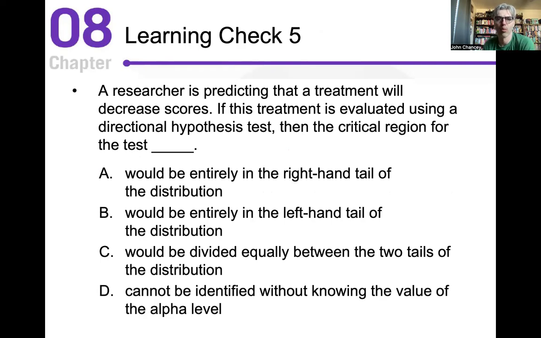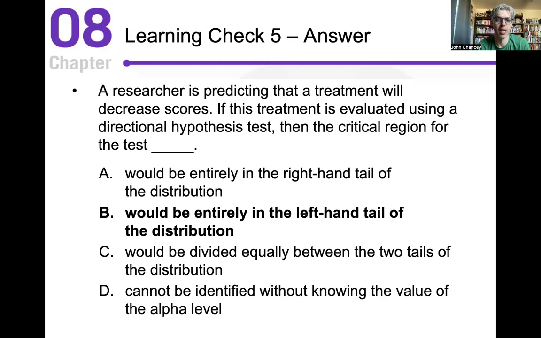Okay, learning check. A researcher is predicting that a treatment will decrease scores. If the treatment is evaluated using a directional hypothesis test, the critical region for the test: A, would be entirely in the right-hand tail of the distribution, B, would be entirely in the left-hand tail, C, would be divided equally between the two tails, or D, cannot be identified without knowing the value of alpha. Go ahead and pause the video and write your answer down. Keep it in your head, whatever you got to do.